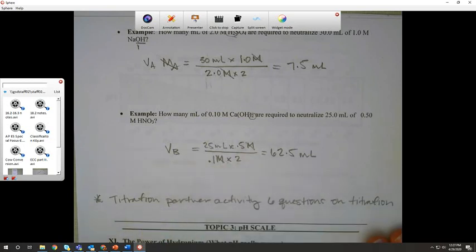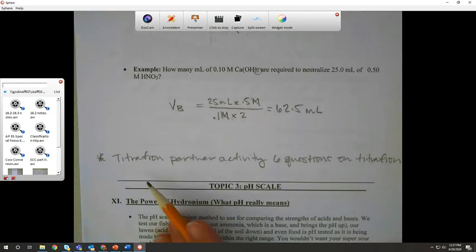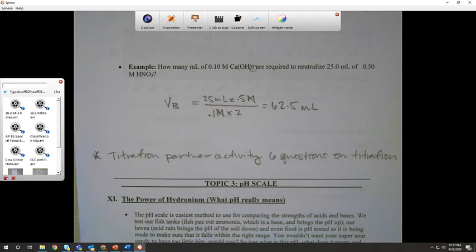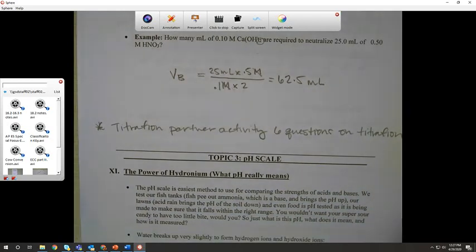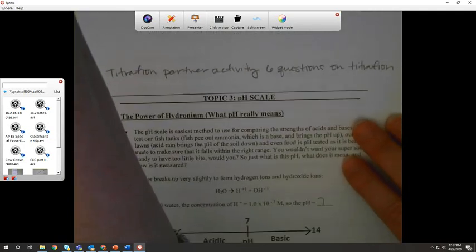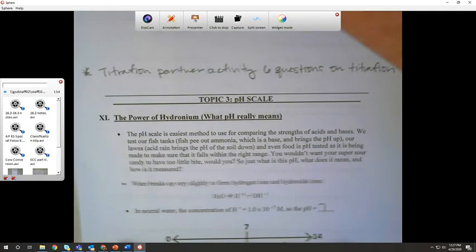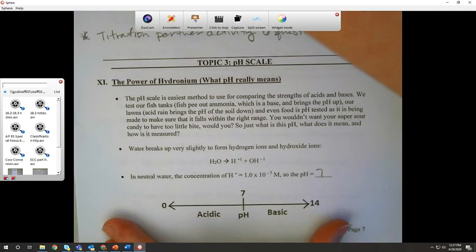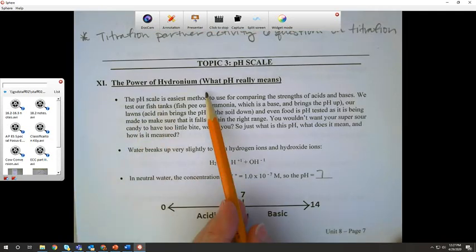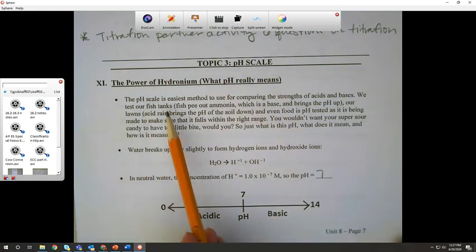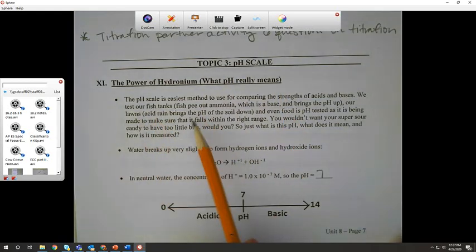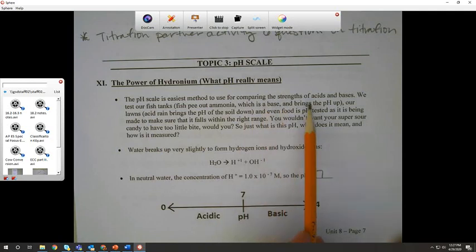Okay, here the PowerPoint talks about a titration partner activity. We didn't do that. But let's go on to the pH scale. This is where we're missing a couple of things, so hopefully everyone will go through this video. So the power of hydronium. What does pH really mean? The pH scale is an easy method for comparing the strengths of acids and bases.